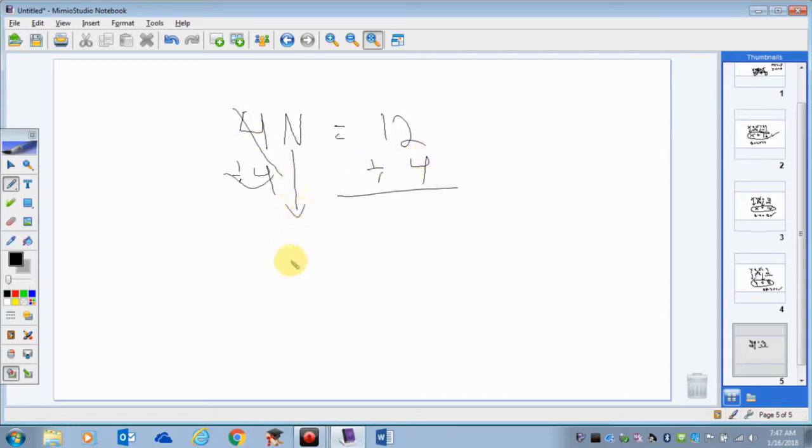N comes down. Equal sign comes down. 12 divided by 4 is 3. So our answer is n equals 3. Well, is 4 times 3 equal to 12? Yes, it is. So that checks out as well.